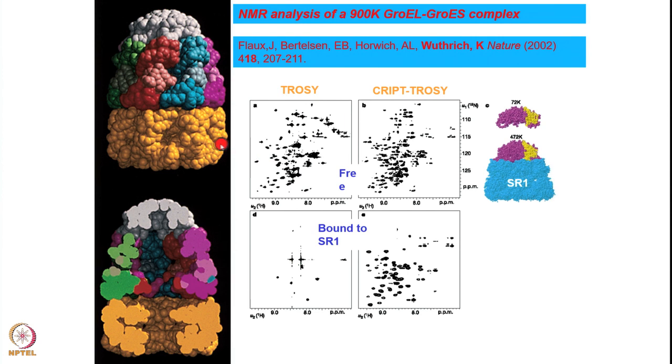So this is what is trying to demonstrate here, that where the TROSY also becomes insufficient, then you can use the CRIPT TROSY, and you see this is the spectrum which is recovered when it is bound to SR1, and this is when it is free. Of course you are seeing this in the CRIPT TROSY, this actually has a much larger number of peaks compared to this, and this already has shown a certain enhancement. But even when it is bound to SR1, you will still have a large section of the peaks which are present here. So this is how this technique can be used, and this was published, as you can see, in Nature in 2002, and this was an important development.